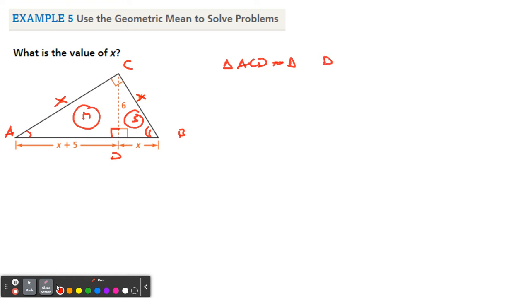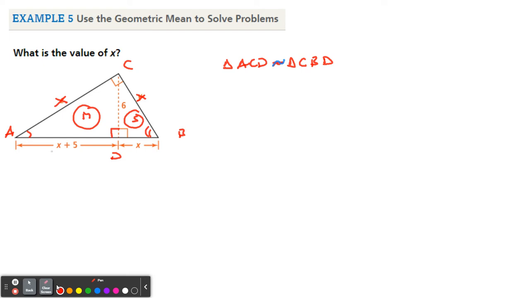A and B can't correspond, so if A went first, it's going to go second. And then A is going to correspond to the third letter, which would be C. So A, C, D, and C, B, D, right? Just as long as the A and B aren't lined up because they're not congruent. And again, I know C and D are not necessarily in the same spot. D is, of course, because it's the right angle. So that's the similarity statement.